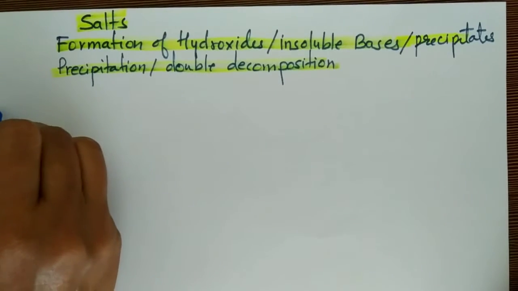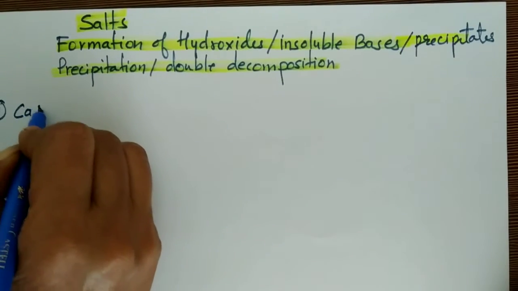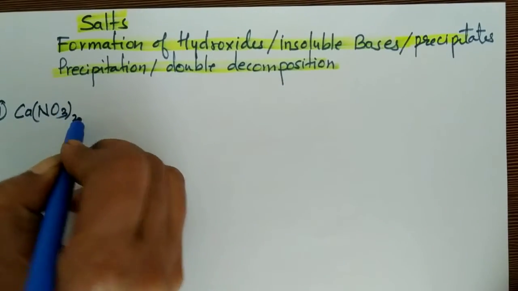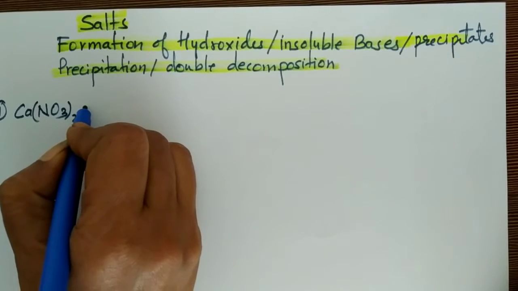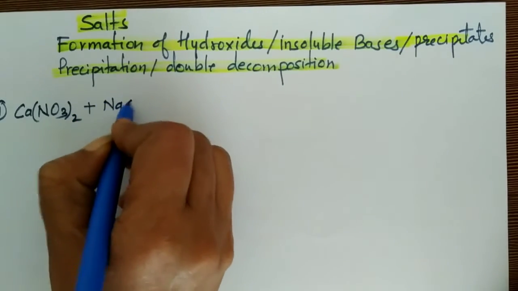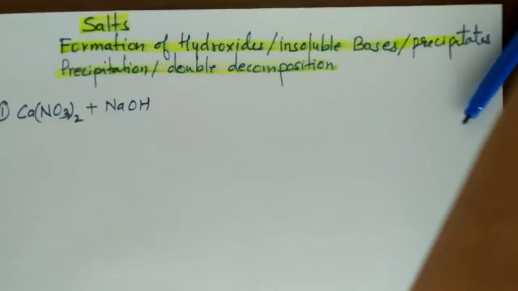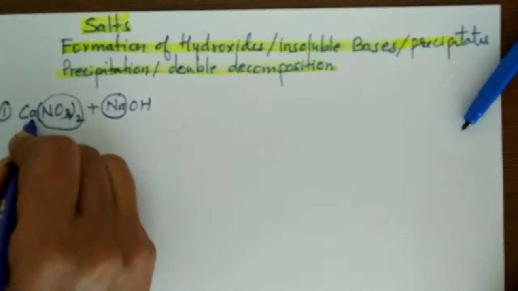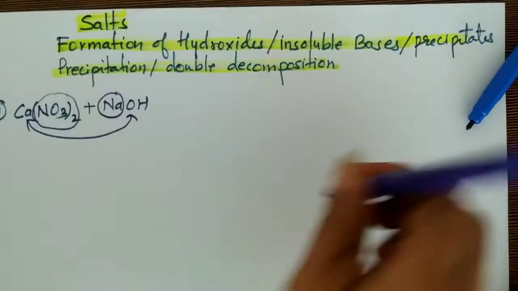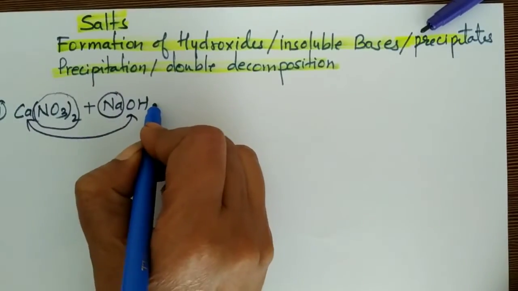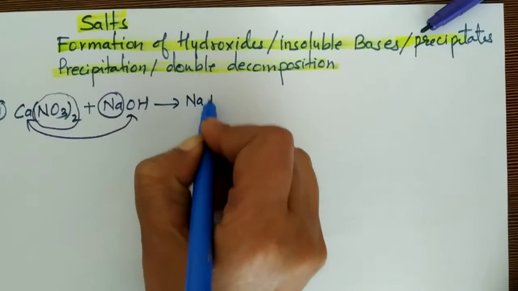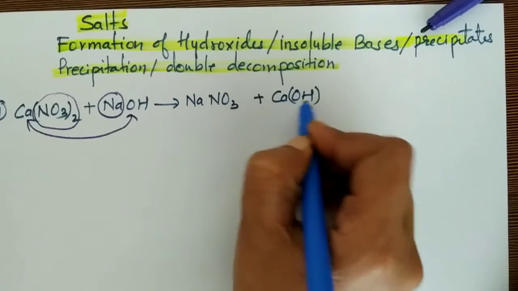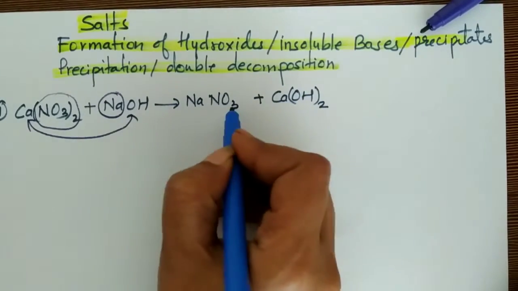First example is Ca(NO3)2, calcium nitrate. Calcium nitrate plus a base, NaOH, is taken. Here NaNO3 will combine with Ca(OH)2. Ca(NO3)2 and NaOH will react and NaNO3 is formed plus Ca(OH)2. Calcium's valency is 2, both have valency 1.